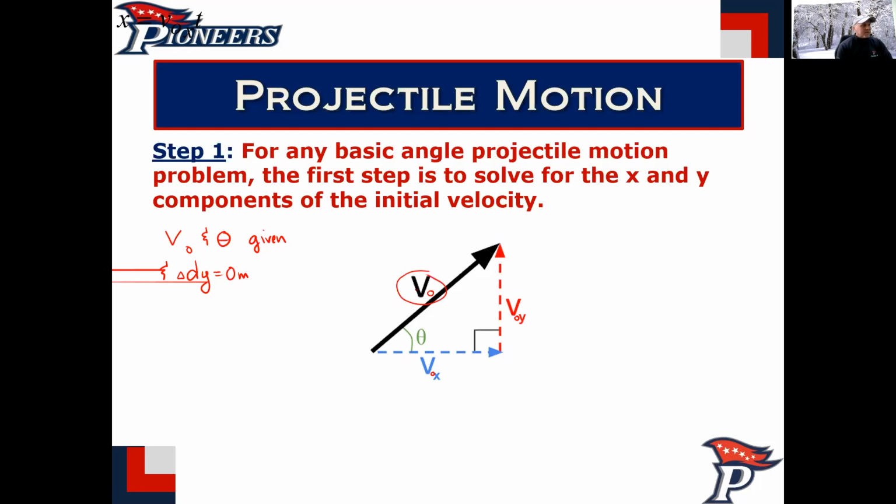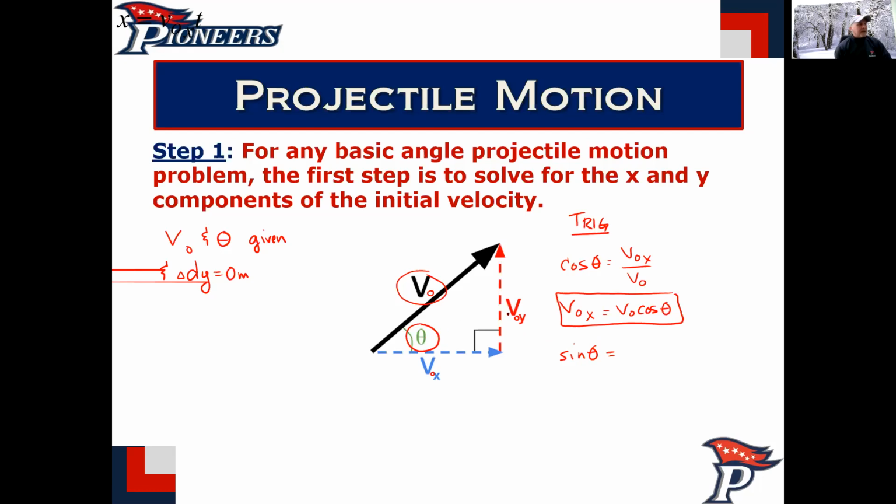So if we know this and we know this, from trig, we know that cosine of theta is VOX, the adjacent, over the hypotenuse. So VOX equals VO cosine of theta. Now, hopefully you don't have to memorize that. Hopefully you know the right triangle trig well enough that you know sine, cosine, tangent, because that's all we need to know. And if not, I would just say, let's learn it so that you don't have to memorize these things and you can figure it out if the problem throws you a little curveball and you have to do something different, especially when we get into forces.